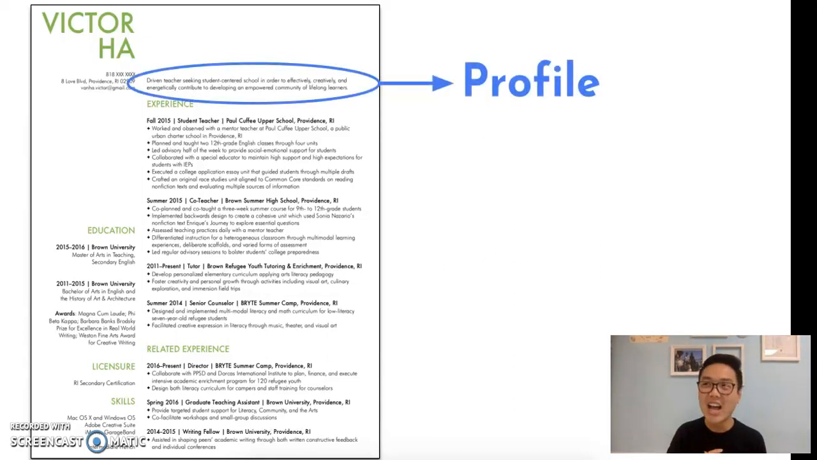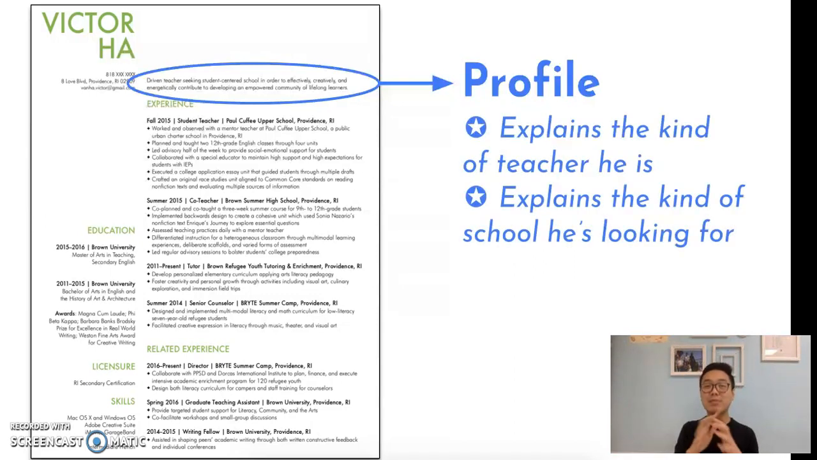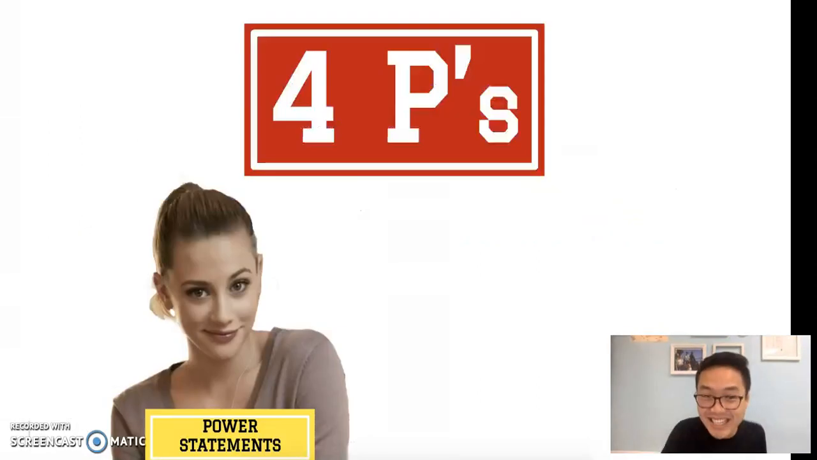Next to it, go ahead and describe what type of information I give in this profile. What type of information do I give in this profile? Yes, okay. So I explain the kind of teacher I am, driven, and then I explain the kind of school I'm looking for. So it's who I am, a driven teacher, and what I'm looking for, this amazing school where I can build an empowered community of lifelong learners. Okay, we're going to move on to the second P.